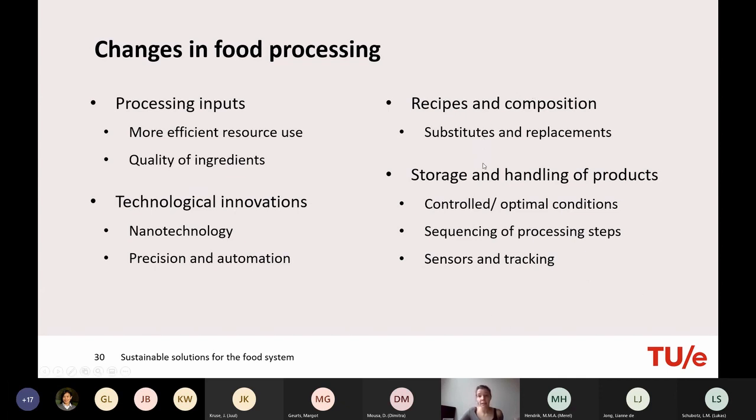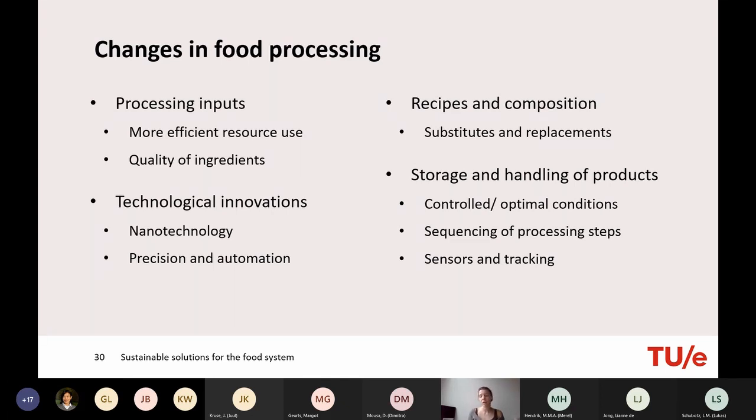And then there's changes that we can make with regards to recipes and the composition of food. So we can, for example, introduce substitutes and replacements of products, such as it is now done more and more with regards to meat replacers. So we're designing new products that are capable of replacing certain components within our diets, and that may actually have a lower environmental impact.